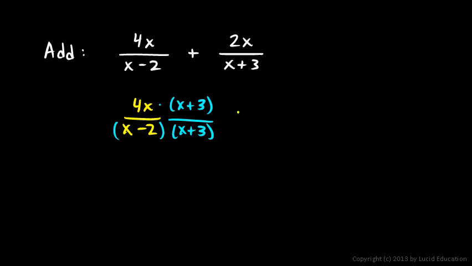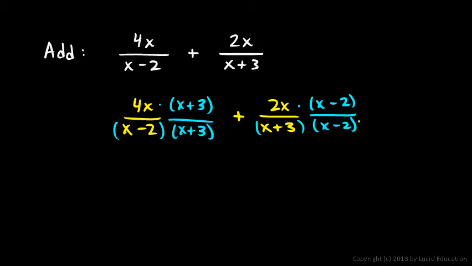Okay, then I'm going to take this second fraction here, 2x over x plus 3, and I'm going to multiply the top and the bottom by x minus 2. And now you can see the denominator here will be x minus 2 times x plus 3. So they now have the same denominator, which is exactly what I needed.